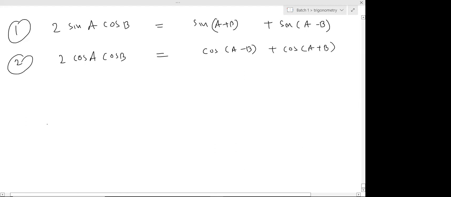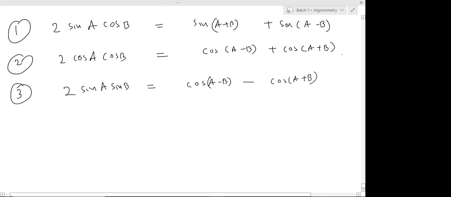Third one, 2 sin A sin B is cos A minus B minus cos A plus B. All right, this formula write as it is, because you will get confused for this formula, because here minus comes first. All right, write it down.